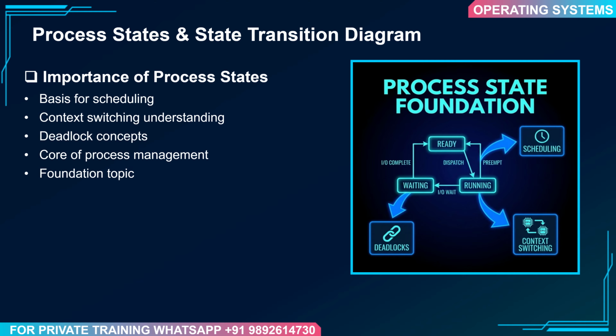Understanding process states and the state transition diagram is very important because it forms the foundation for many advanced topics. When we talk about scheduling, context switching, or even deadlocks later on, all of them rely on how processes move between these states. If you are clear about this flow, the rest of process management becomes much easier to understand.